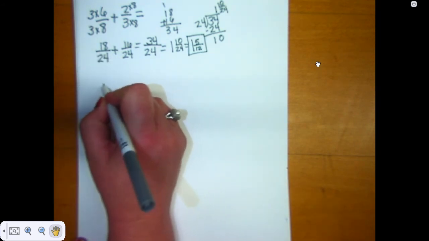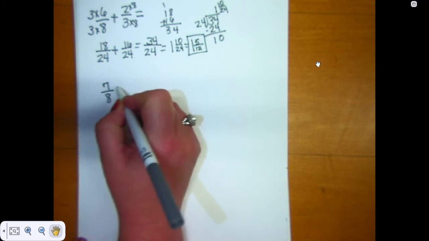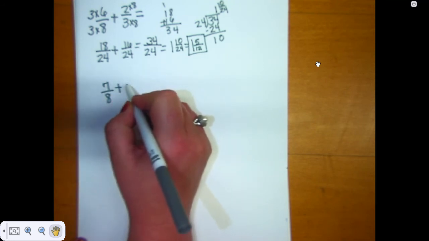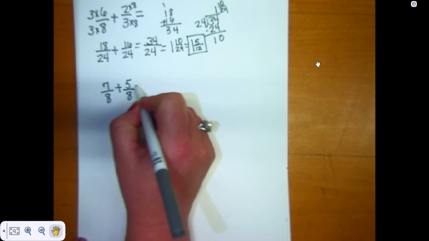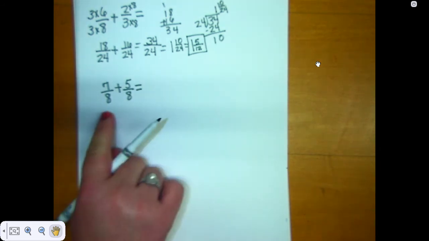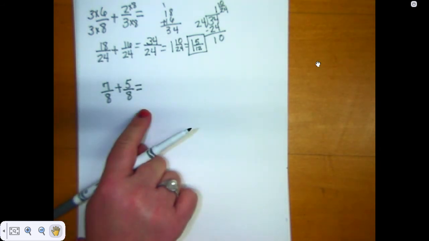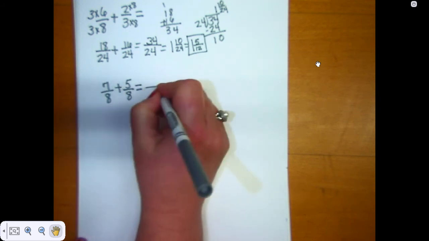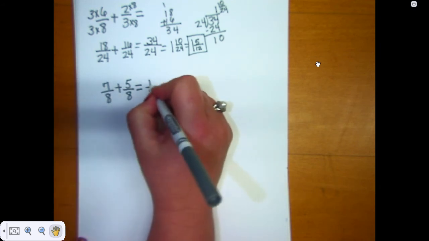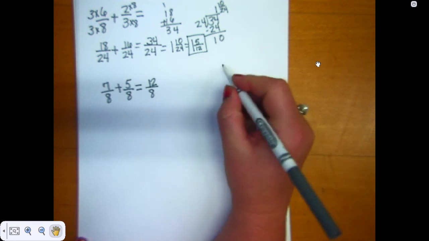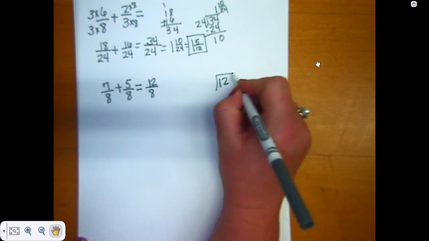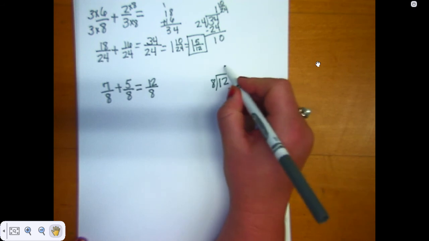Okay, let's do one that has the same denominator to begin with. That one's easy. I don't have to do anything to this because they already have the same denominators. So I just bring it straight over. It's going to stay 8. And then 7 plus 5 is 12. Now, that is an improper fraction. I cannot leave it like that. So I'm going to come over here and you divide the top by the bottom. 8 will go into 12 one time.